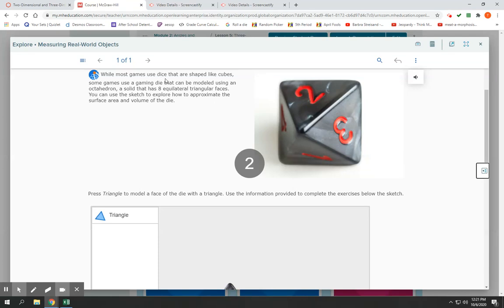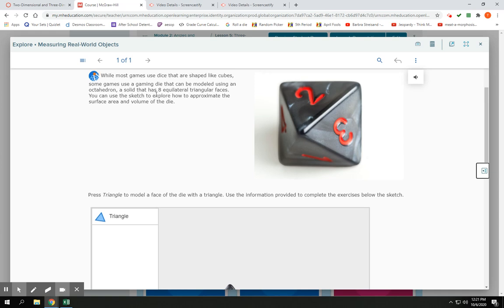While most games use dice that are shaped like cubes, some games use a gaming die that can be modeled using an octahedron. Yeah, see? Told you there was a die that looked like that. A solid that has 8 equilateral triangular faces. You can use the sketch to explore how to approximate the surface area and volume of the die.